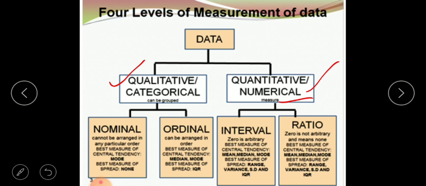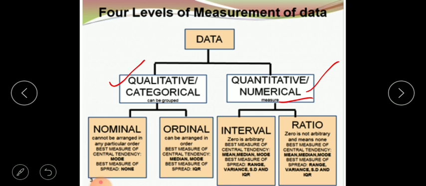Nominal: what are the statistical measures that we can use in various things? With a nominal scale, the data cannot be arranged in any particular order. It is just grouping, we are categorizing them. So the best measure of central tendency is the mode, and we can also measure the spread and other things.